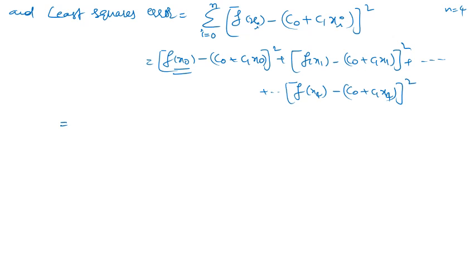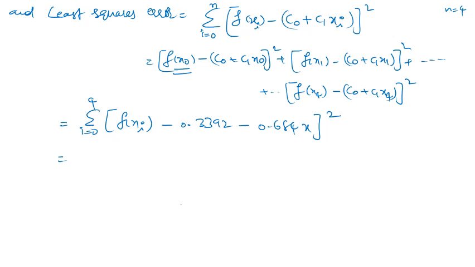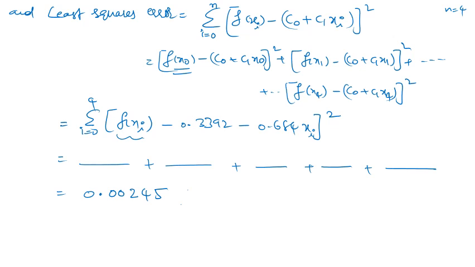Now what is c0? Let me write in a simple manner. This is i equal to 0 to 4, f of xi, you know all these values. What is c0? 0.3392 minus 0.684x, this whole square. If I substitute this, the i equal to 0 term plus the i equal to 1 term plus 2 term plus 3 plus 4th term. Substitute f of x0 and this value for xi. Simplifying, the least square error is 0.00245. This is the error between the function and the approximation.